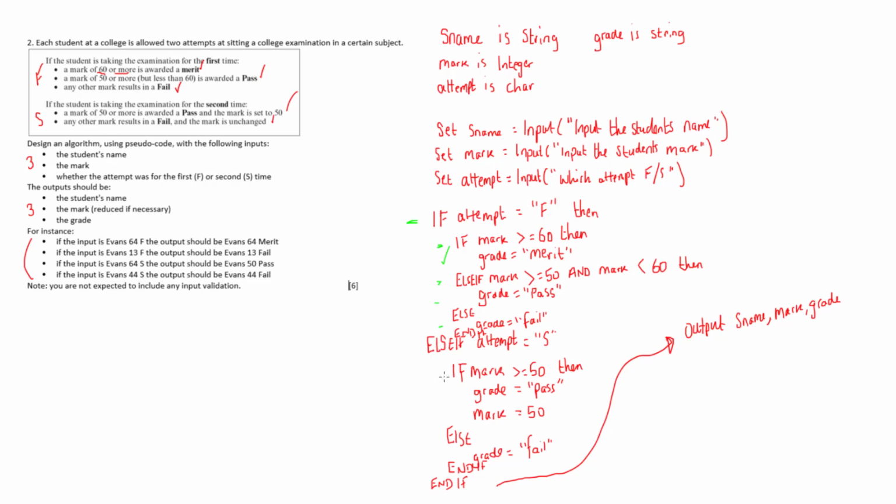If it's the second attempt, if the mark is greater than or equal to 50, then you award a pass, but set the mark to 50 as well. Any other result is a fail, and the mark remains unchanged. Output, we've outputted the name of the student, their mark, and their grade. And that's it, and that'll get you 6 marks.